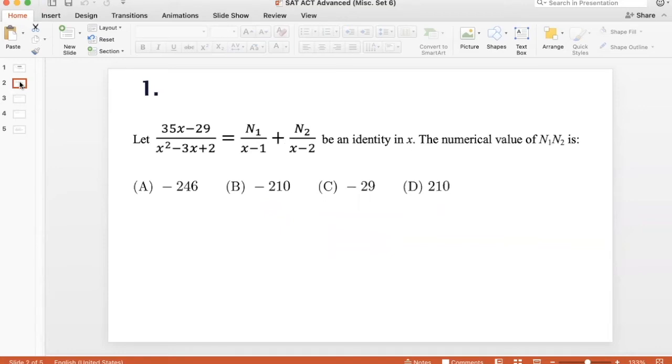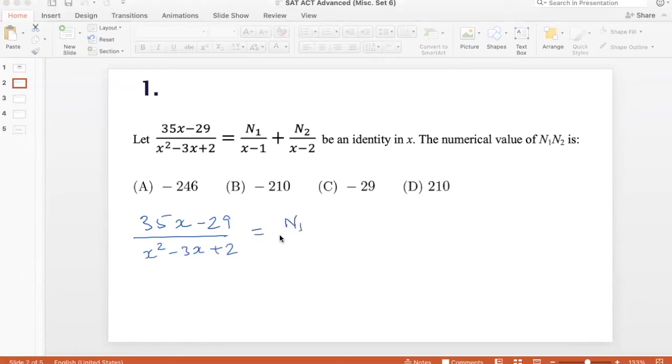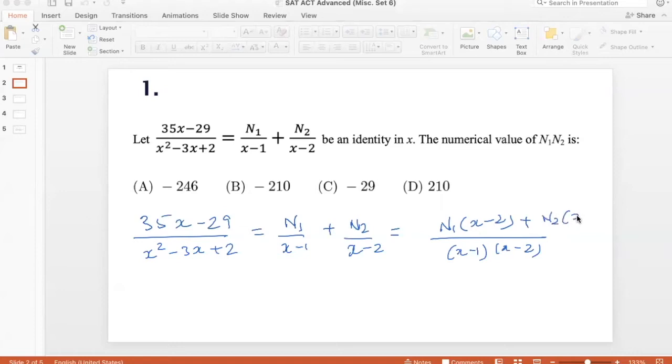Question one. Let (35x - 29)/(x² - 3x + 2) be equal to N1/(x - 1) + N2/(x - 2), and this is an identity in x. What is the numerical value of N1 times N2? So (35x - 29)/(x² - 3x + 2) is N1/(x - 1) + N2/(x - 2). If I take the LCM of the denominators, I would get N1 times (x - 2) plus N2 times (x - 1), right? Now, (x - 1)(x - 2) is x² - 3x + 2.